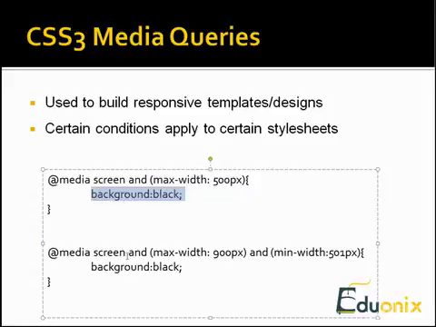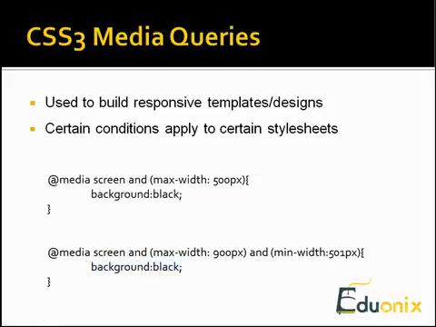Okay, and we can also set ranges. So let's say we have a minimum width of 501 and a maximum width of 900 pixels. If the screen is anywhere in between those, then we could change the background to black. So this allows us to have fully responsive designs using CSS media queries, instead of having separate websites for mobile and tablet, because that can get really messy. So this is definitely the suggested way to build responsive websites.